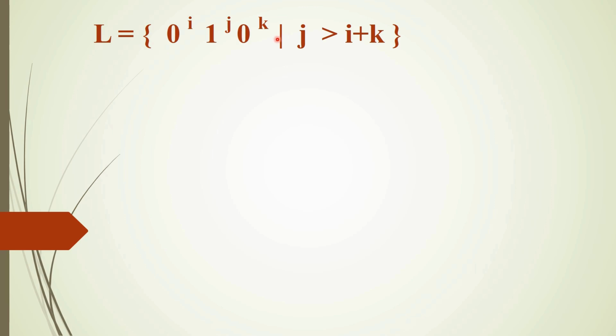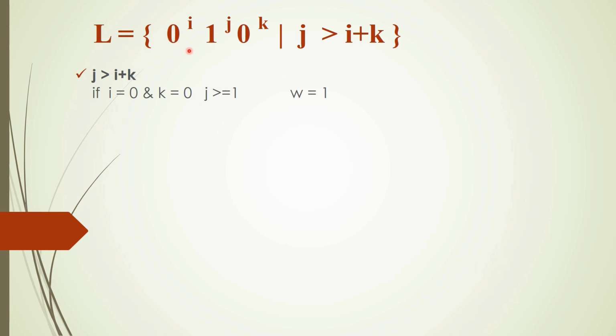Consider: write a context free grammar for the following language, where your language is 0 raised to the power i, 1 raised to the power j, 0 raised to the power k, where j is greater than i plus k. Okay. So first let's understand how we can solve this problem, or how we can generate a context free grammar for a given language. Now let's break down the language so we can easily generate the context free production rules. Let's consider this language as three parts, for example 0, 1 and 0, correct? And we have to generate production rules for each one of them.